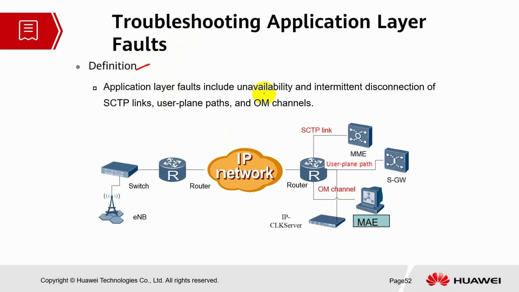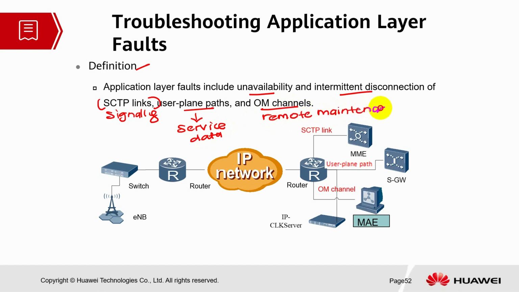Application layer faults include the unavailability or intermittent disconnection of your SCTP link, which is the signaling layer, user plane fault, which is related to the service and data layer, and OM channel, which is related to the remote maintenance link channel. So these are the application layer. We are going to look into the unavailability or intermittent disconnection of these layers.